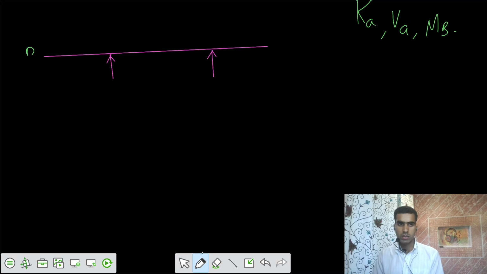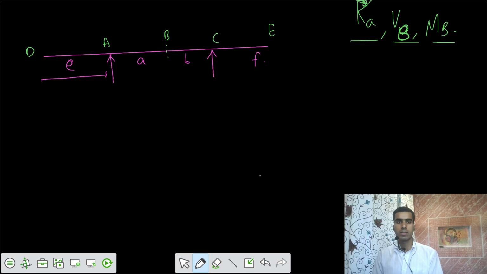So this is D, this is A, this is B, and this is C, this is E. We need to get the reaction at A, shear at A, moment at B, and shear at B. So let's write the dimensions also. We say this is E, this is A, this is B, this is F. Up to this point, this is the length of E, the length of A, the length of B, and the length of F.